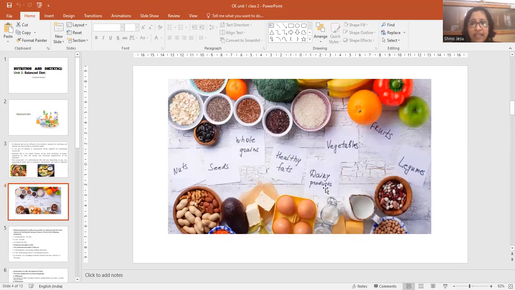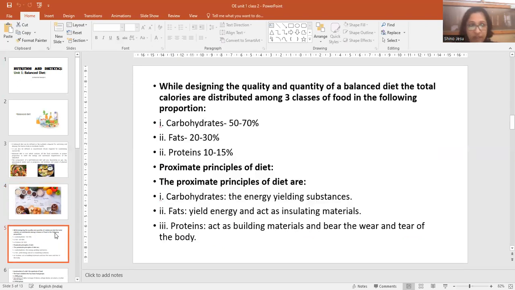The balanced diet will consist of nuts, seeds, whole grains, healthy fats, dairy products, vegetables, fruits, legumes, all these things in a particular proportion which is required for your proper metabolic function. So while designing the quality and quantity of a balanced diet, the total calories are distributed among three classes of food in the following proportions.